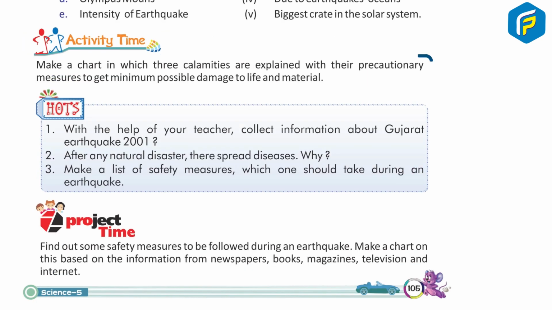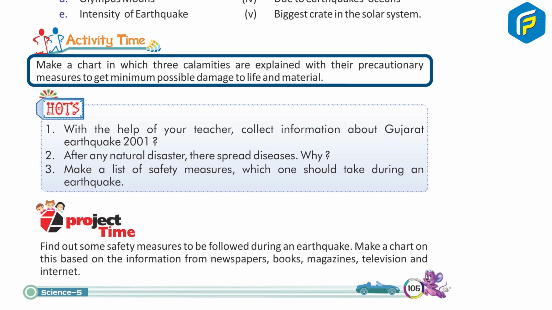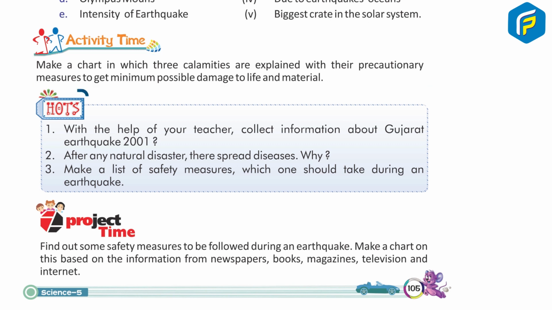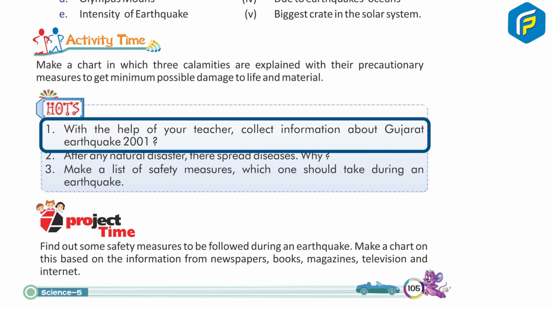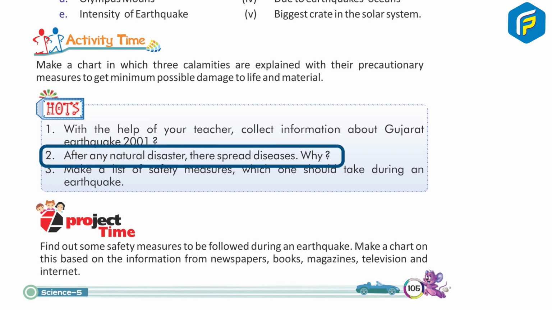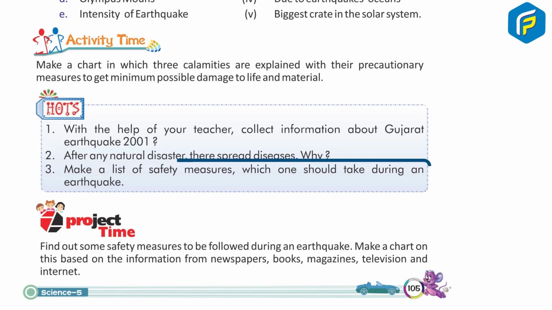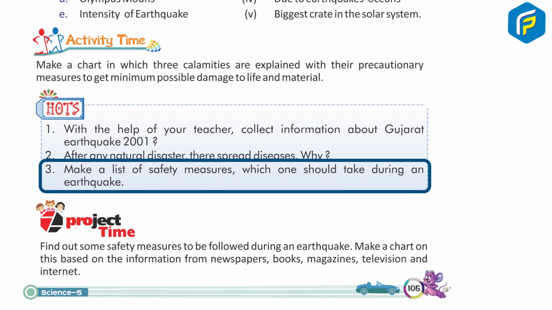Activity time. Make a chart in which three calamities are explained with their precautionary measures to get minimum possible damage to life and material. Thoughts. 1. With the help of your teacher, collect information about the Gujarat earthquake 2001. 2. After any natural disaster, diseases spread. Why? 3. Make a list of safety measures which one should take during an earthquake.